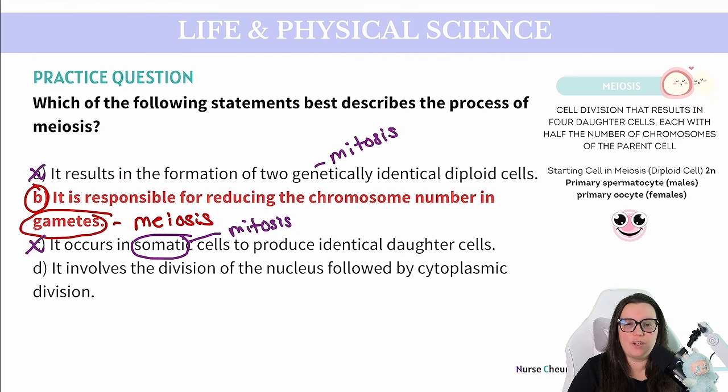And then lastly, it involves the division of the nucleus followed by cytoplasmic division. Again, not really what's happening specifically in meiosis. We do have the division of cells, but it's not the main reason. It's not the primary thing that's actually occurring here. And that is the reason that D is also incorrect.